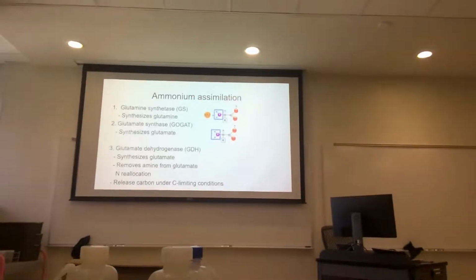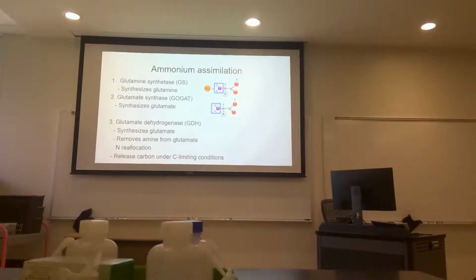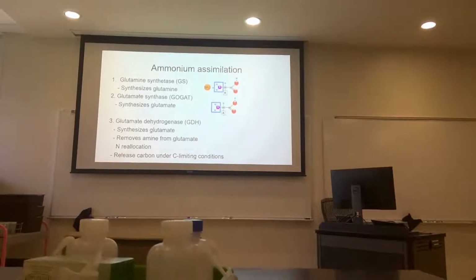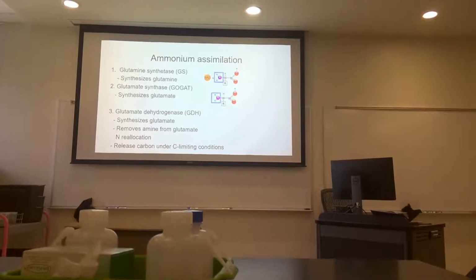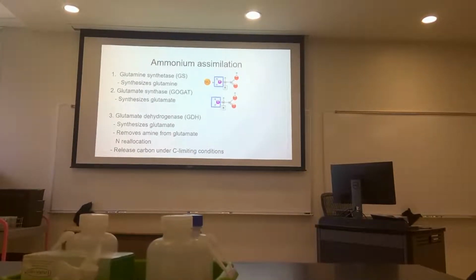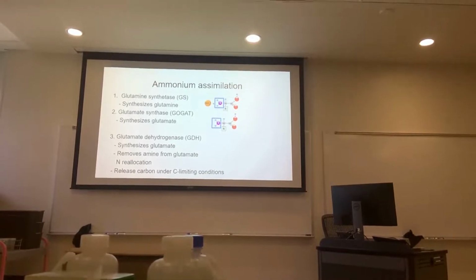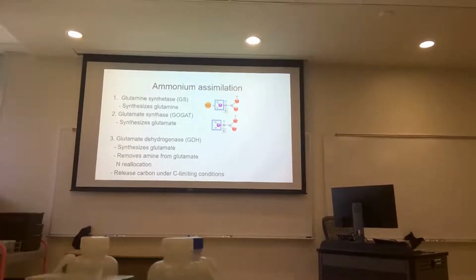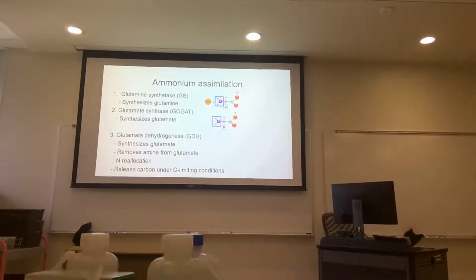So back to what we were talking about. So we have three enzymes. The main pathway, the one that produces glutamate and glutamine, and then there's glutamate dehydrogenase, which is usually under carbon.